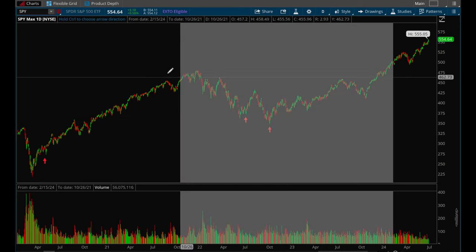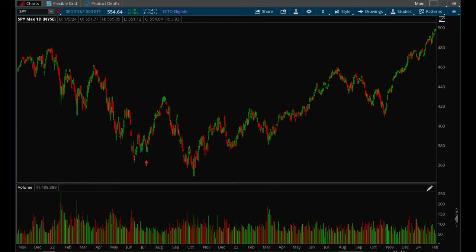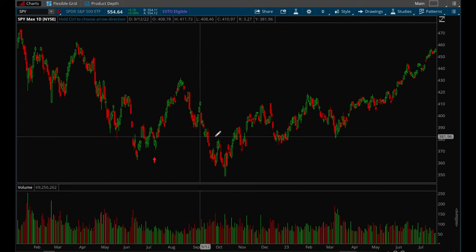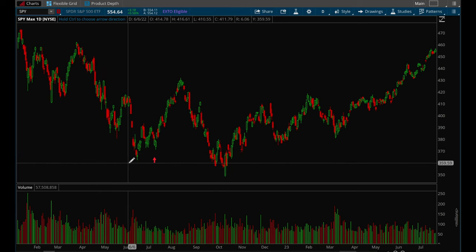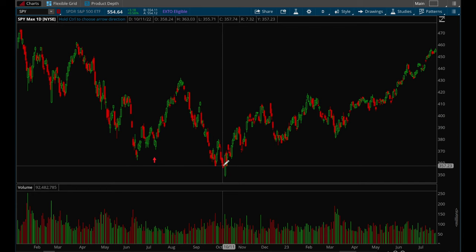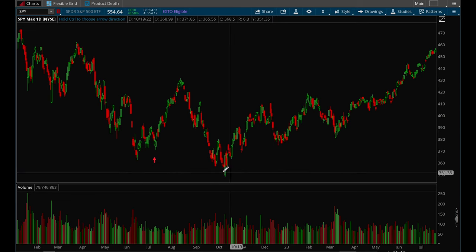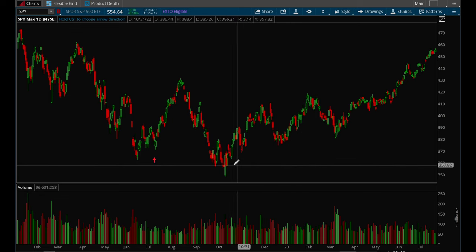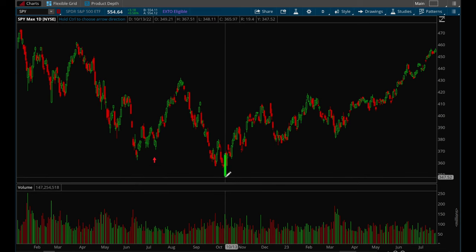Let's go through each one. This was the first undercut and rally. These were the previous lows: one low here, a second low, a third low. This candle undercut all of those, went below them, and then reclaimed with a very strong recovery from that gap down. This is where we bottomed, and this would have been a very good risk reward ratio. You buy around 356, with a stop loss at 347.